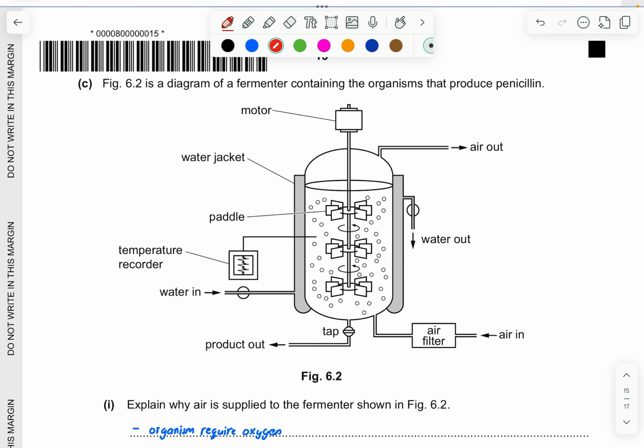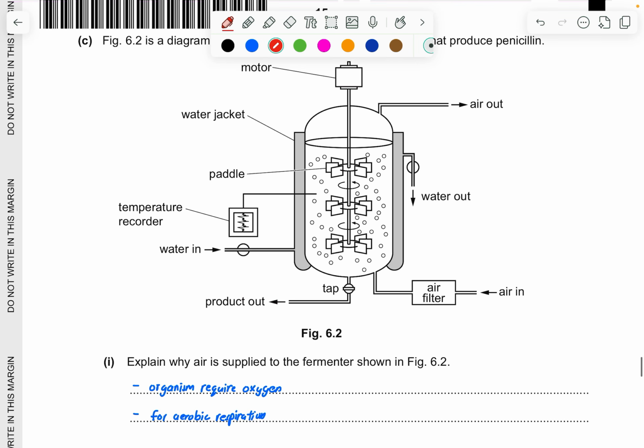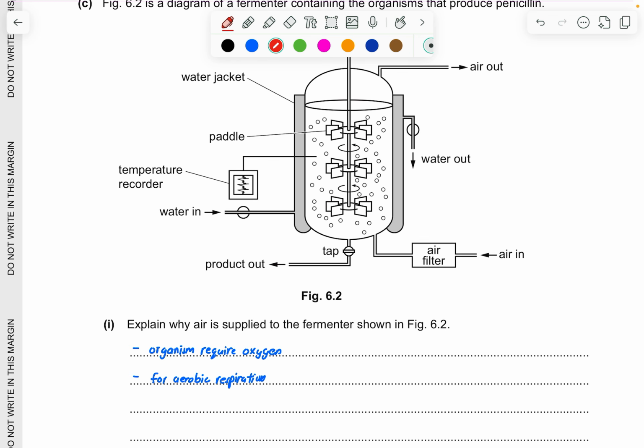Figure 6.2 is a diagram of a fermenter containing the organism that produces penicillin. And you can see the first question, I think it's a very familiar question you can see in practice. Explain why air is supplied to the fermenter shown in figure 6.2. Because air contains oxygen and nitrogen. So what's all this for? It's for the organism requiring oxygen. And what do they do with the oxygen? What do we need the oxygen for? Yes, we use it for breathing. But for the muscles, it is to undergo aerobic respiration.